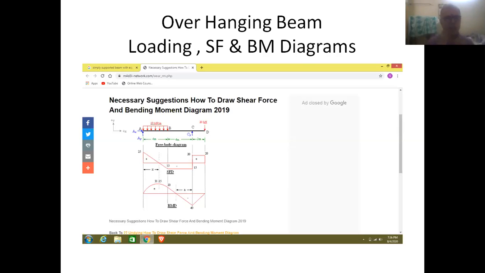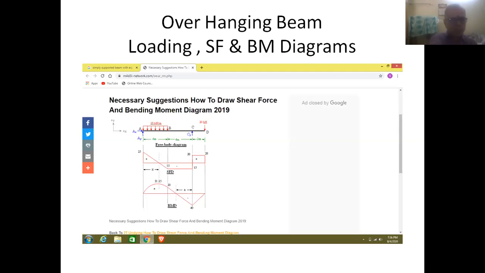So these are the important parameters. This is the starting point of UDL, denoted by point A. Of course, it also indicates the left end of the beam. The end point of the UDL is denoted by point B. The distance AB is given as 4 meters. BC is given as 4 meters.